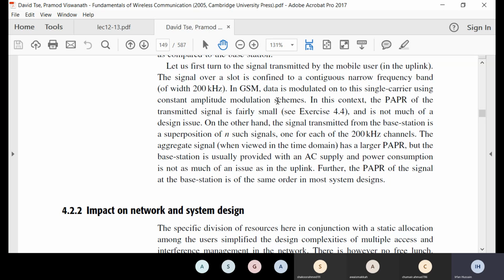What is the meaning of constant amplitude? They are not AM, but they are like FM, where the amplitude does not change, or digital schemes which operate like constant amplitude. If they are constant amplitude, then PAPR will not vary very much, because the peak to average power ratio is approximately the same.